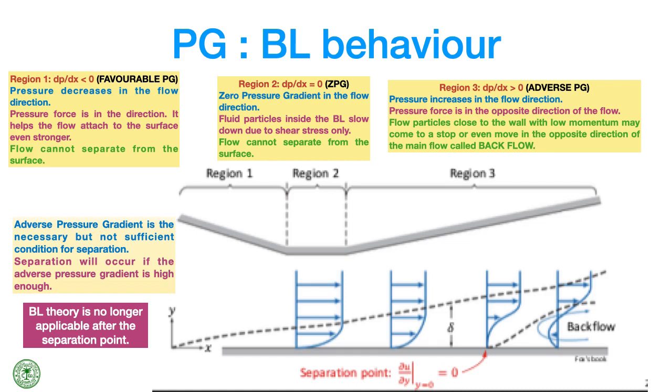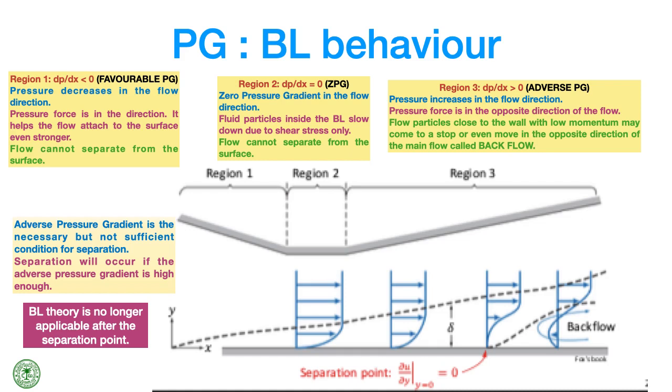So, if I try to see the different characteristics of the zero pressure gradient boundary layer, sorry, the favorable pressure gradient boundary layer, the pressure decreases in the flow direction. That is obviously why it is a favorable pressure gradient.